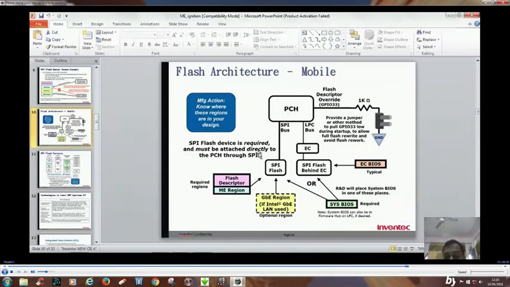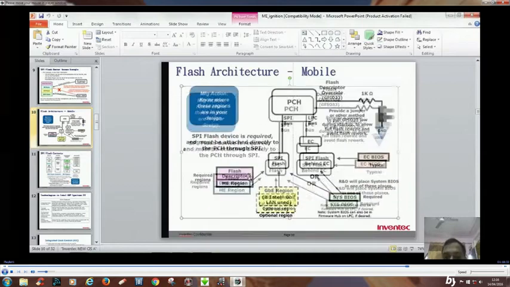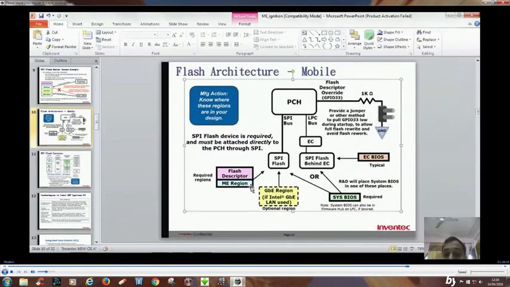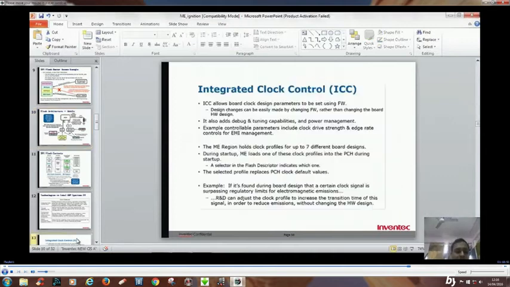Now, since we have studied these things, let's look at a very important use of the AMI region. And what is the important use? The use is integrated clock control. How the board gets clocked, and how the AMI plays a crucial role in providing different clock configurations to the board. Let's see what integrated clock control is.